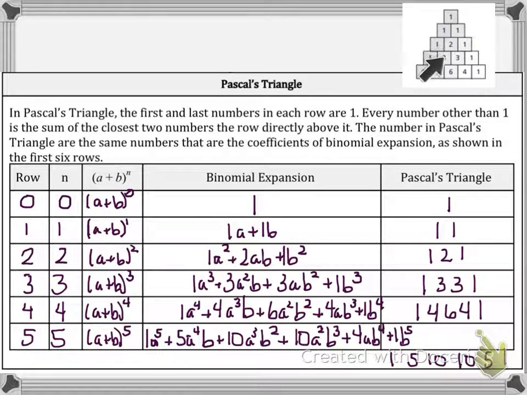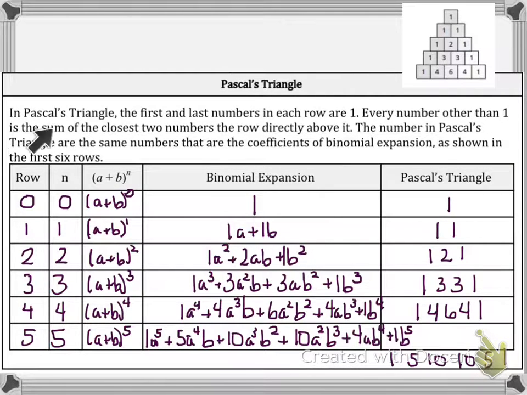1 plus 2 equals 3. And you can see here 2 plus 1 is 3, and then 1 plus 3 is 4, 3 plus 3 is 6, and so forth. And so that's how Pascal's triangle is built. If you think about the outside numbers, the only one that's touching the one above it is the 1, right? There's nothing here. And same thing here. It's only 0 plus 1, so that makes 1. So every number other than 1 is the sum of the closest two numbers to the row directly above it.